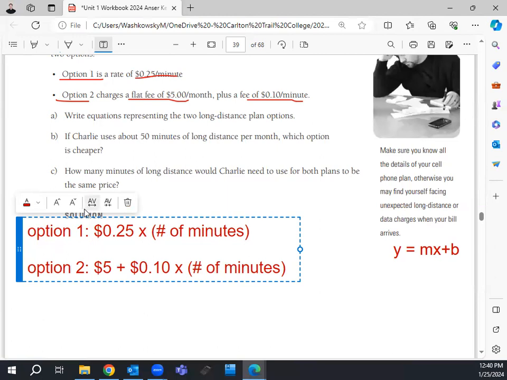So first off, what's my slope for question 1 here? If you're thinking about it, the slope is the rate it's going up over time, right? It'd be the 25 cents. The more I talk, the more I pay. So that makes sense as the slope, right? So my slope in this case would be 0.25.